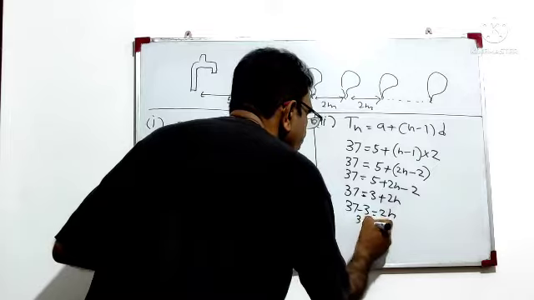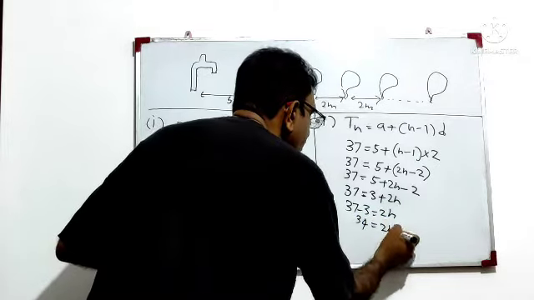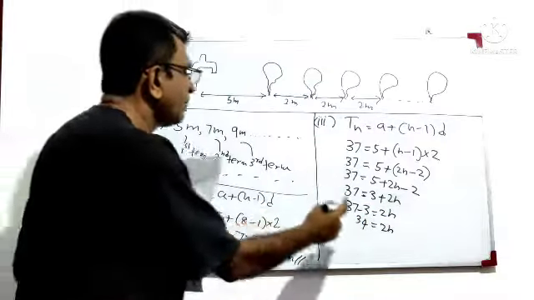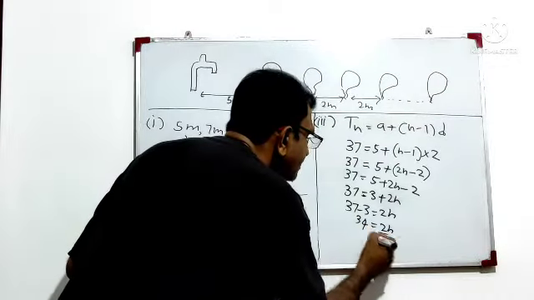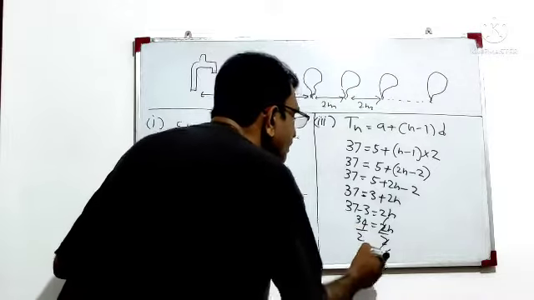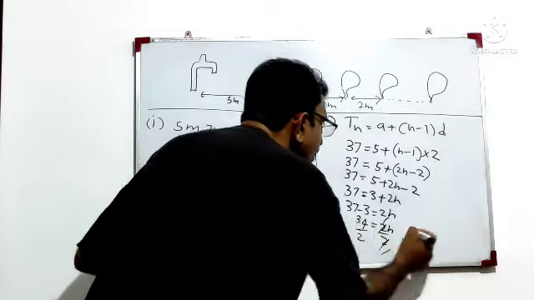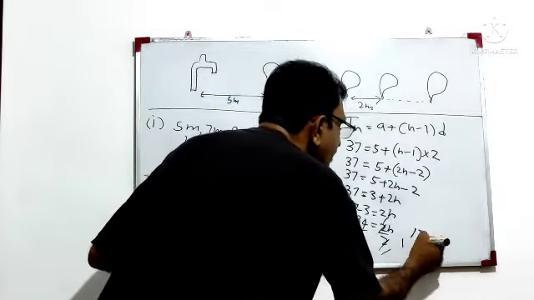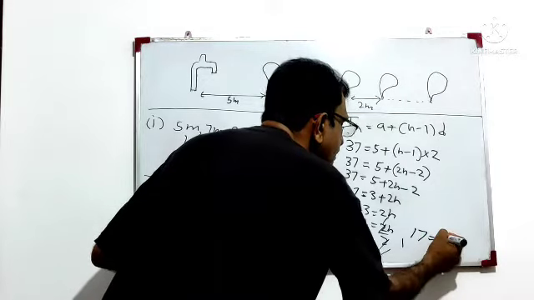Then 34 equals 2n. Then on both sides we should divide by 2. Then what is the answer? 2 times 17, n equals 17.